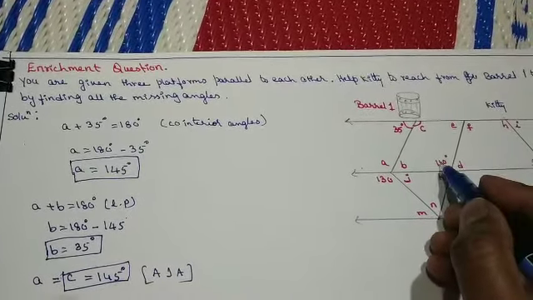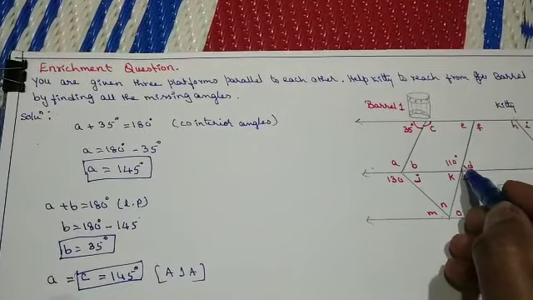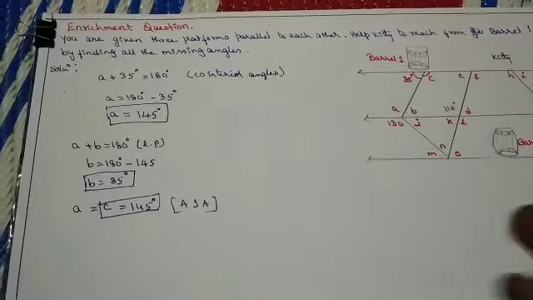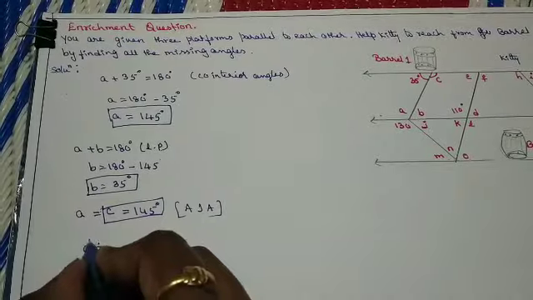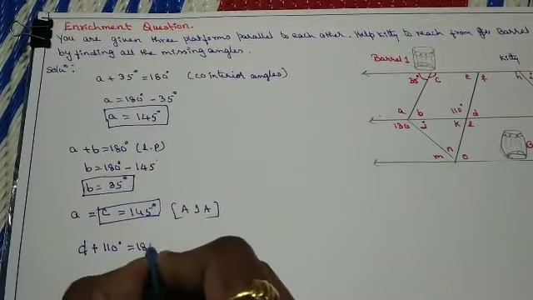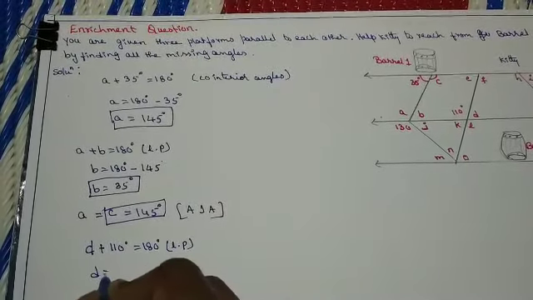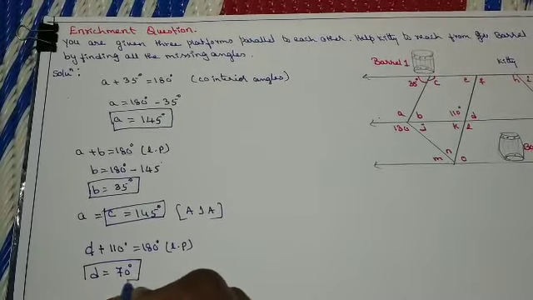D and 110 are linear pair, means with the same vertex they stand side by side, means adjacent angles, right? So D plus 110 degree equal to 180 degree, linear pair. Then the value of D equal to 70 degree, because 180 minus 110 is 70 degree.